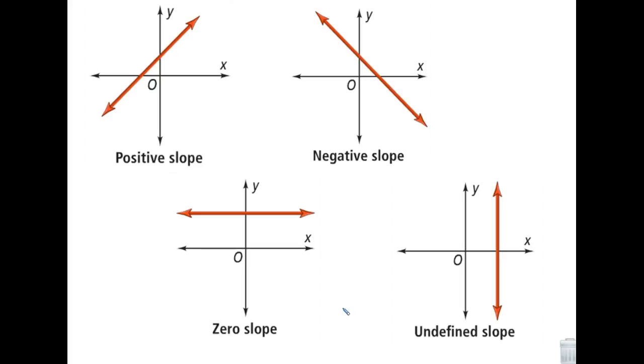So if we're finding slope, there's always going to be 4 cases we can pick from. A positive slope going up from left to right, a negative slope going down from left to right, and then a 0 slope for a horizontal line, or an undefined slope for a vertical line.